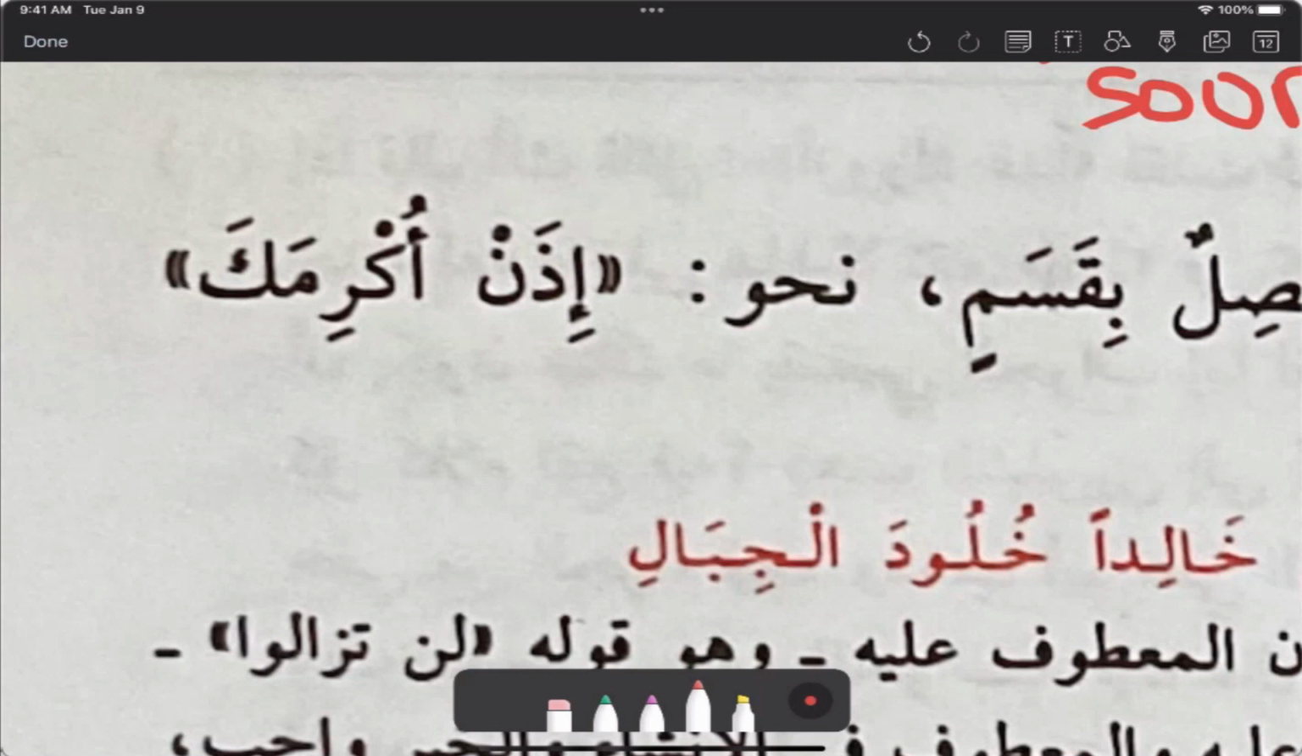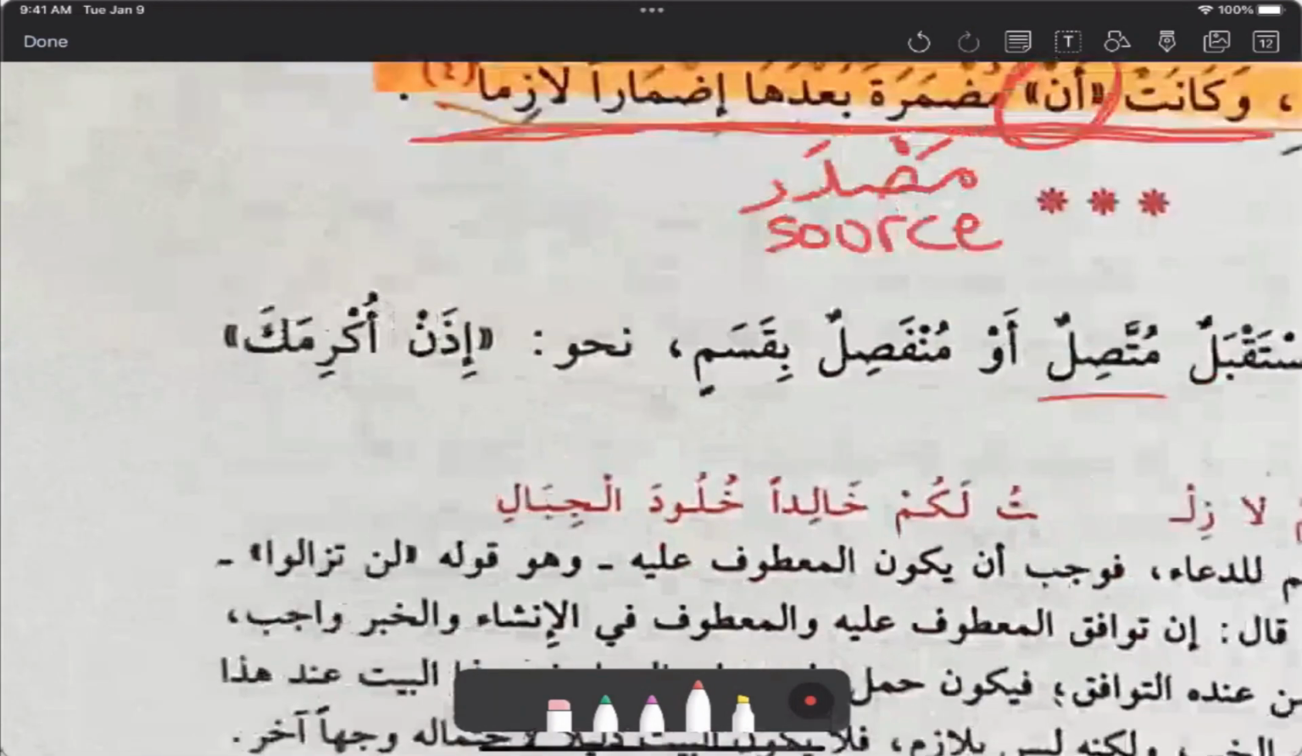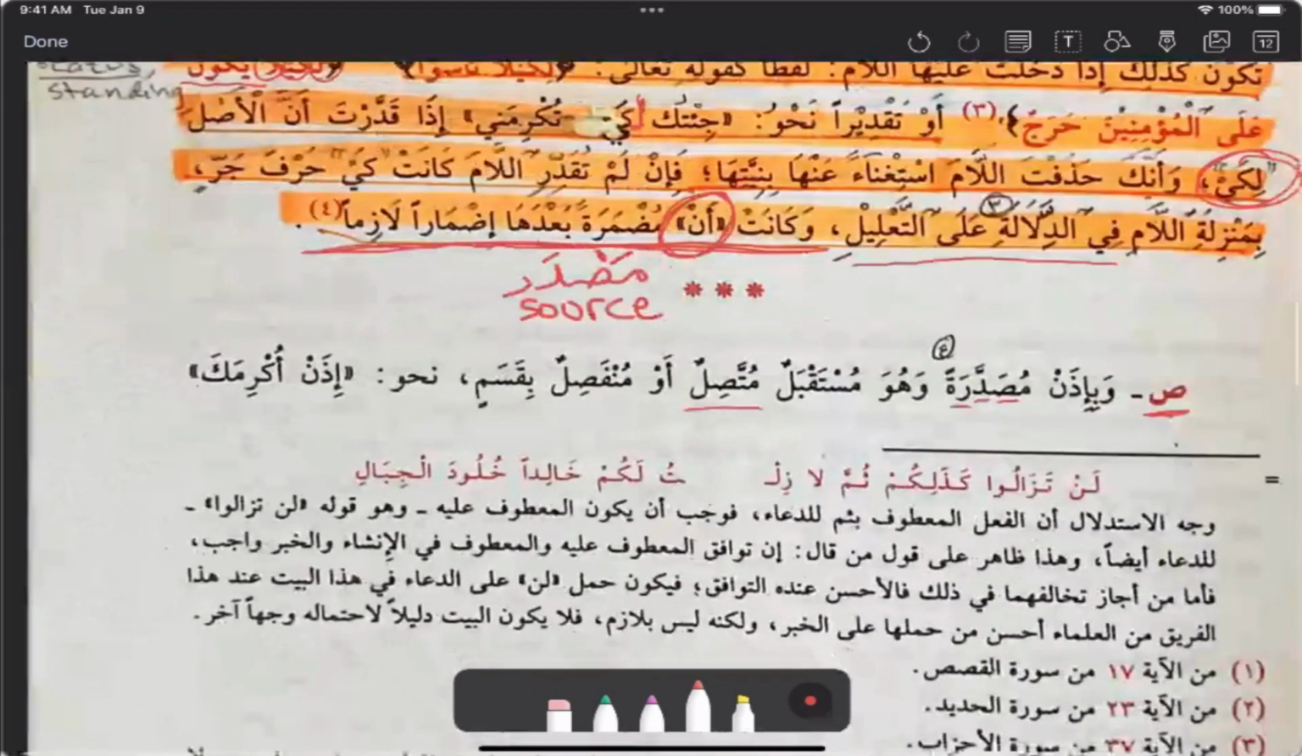It starts the sentence. It's for the future, meaning you said before, Sa'azuruka, I will visit you. So then you were answered. Idhan ukrimak. Then I will be hospitable to you. So it's for the future. It's in direct contact with the verb. So let's see what he has here.